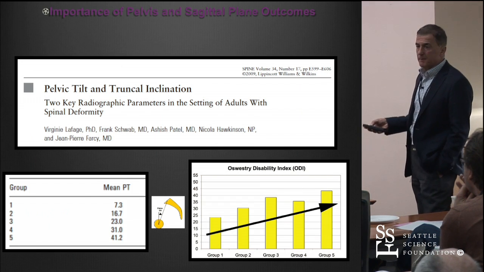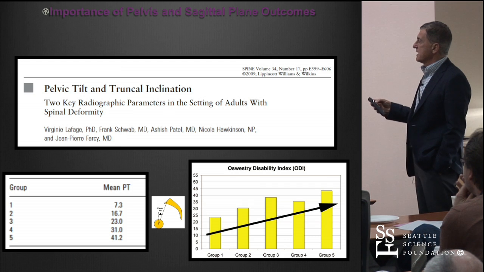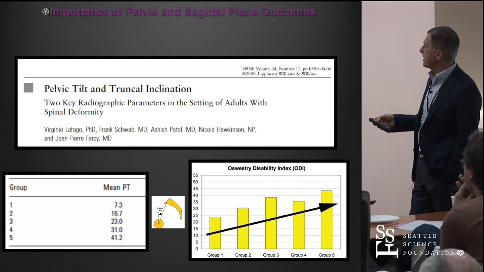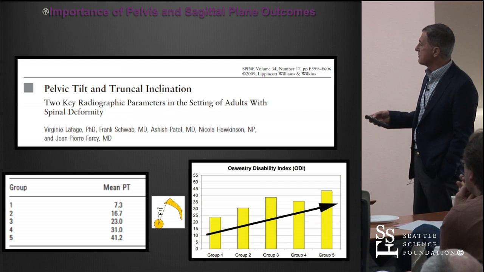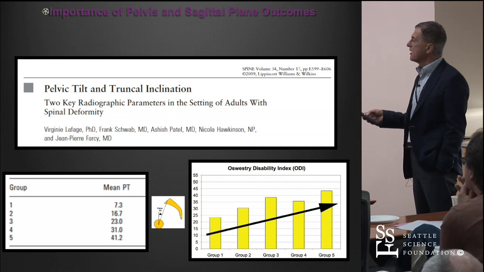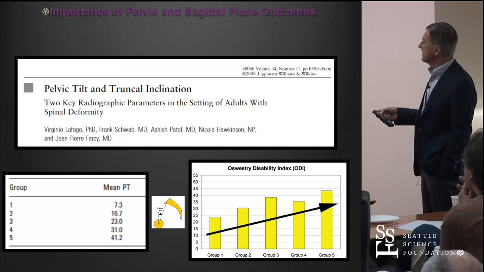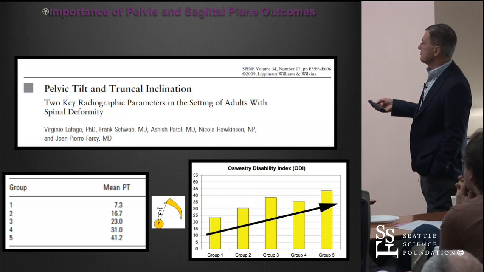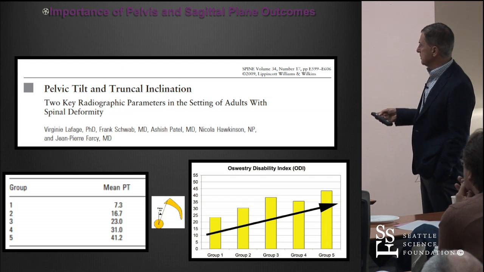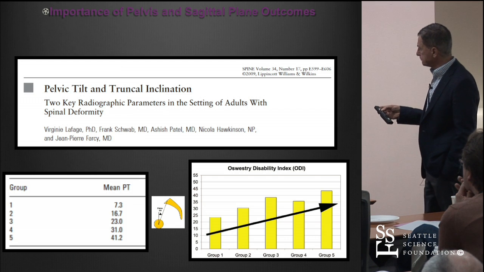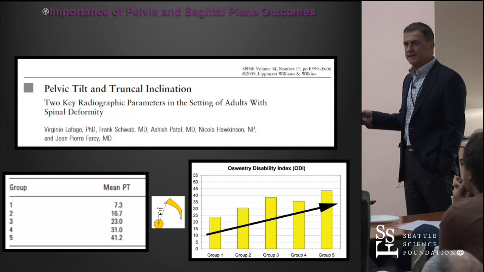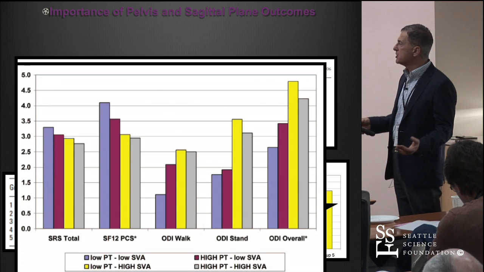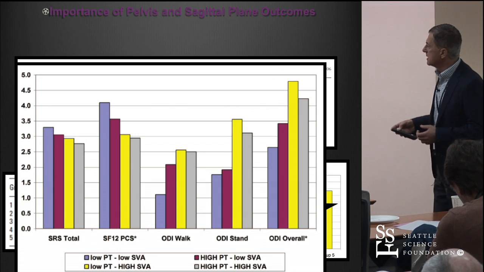Now, Dr. Schwab and Virginie Lafage, they've done amazing work on this, and basically they took a group of patients, grouped them into 5 subgroups, and found that the higher the pelvic tilt, the higher the disability. So in group 1, normal pelvic tilt, they were not much disabled, and it was like 20-some percent. But obviously, disability increases as your pelvic tilt increases. Why? Because the patient is trying to compensate.